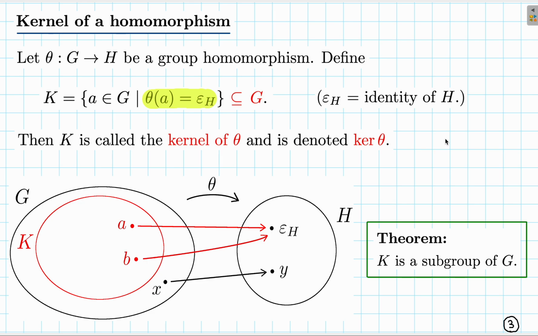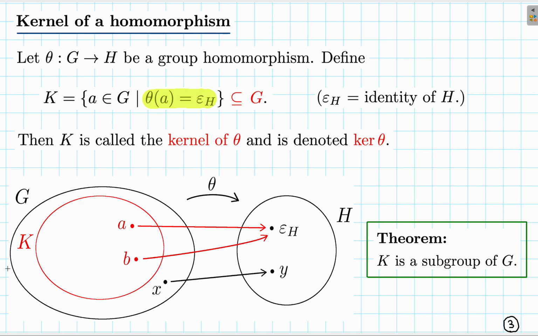The kernel K is a subgroup of the domain G. And so we'll prove this in the next slide, but let's discuss a plan for it. In order to show that K is a subgroup, we need to show closure. Associativity comes for free because the operation is inherited from G. And we also have to show identity and inverses. And so what do we mean by that? Well, if elements a and b are in the kernel, we need to show that their product.